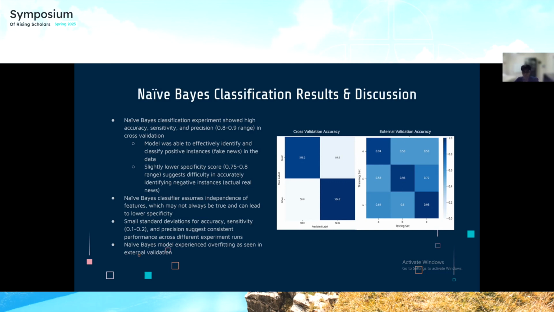Naïve Bayes classifier assumes independence of all features, as we talked about earlier, and this may lead to its lower specificity. Smaller standard deviations for the accuracy and sensitivity scores, which were about 0.1 to 0.2, and precision suggest that it had consistent performance, which also expands on why it is an overall good model to use in terms of fake news classification. However, these results are only specific to cross-validation, as when we looked over to external validation, the model experienced what is known as overfitting. Once again, we'll come back to that topic later.